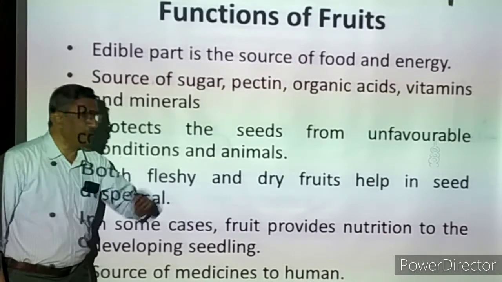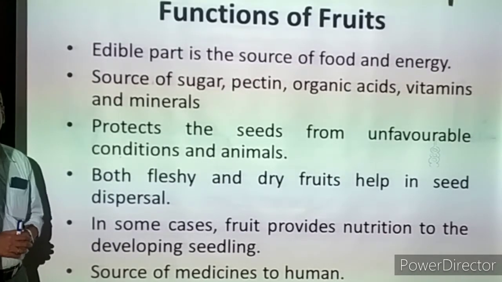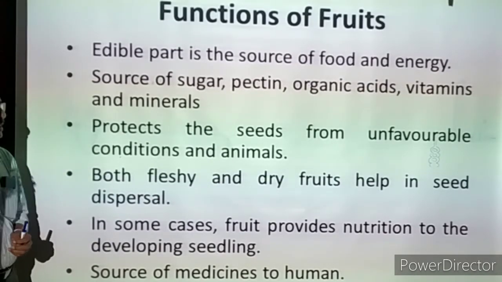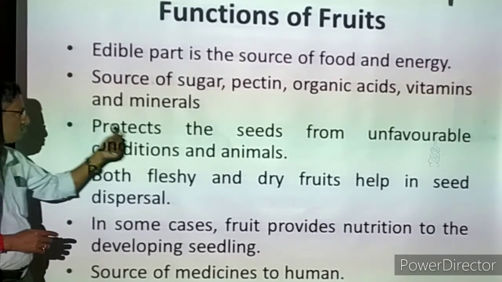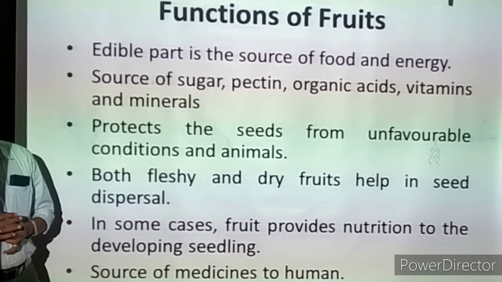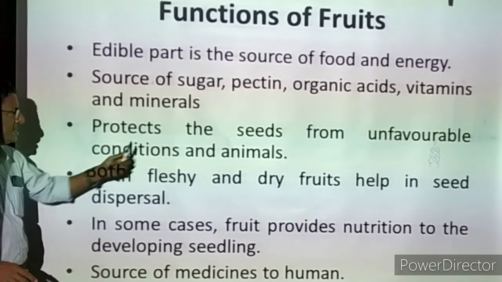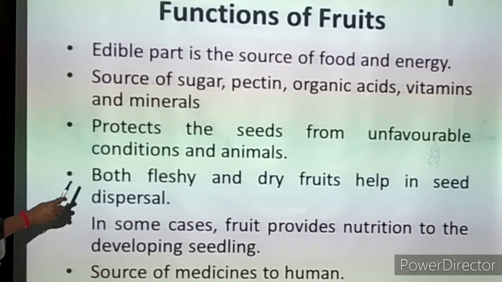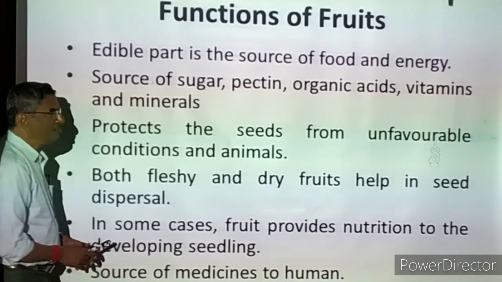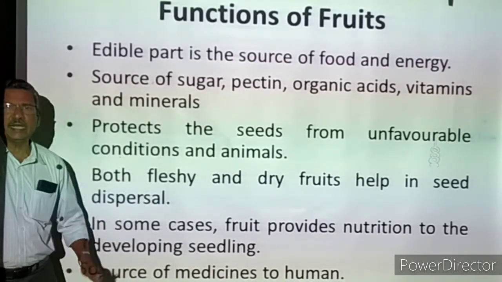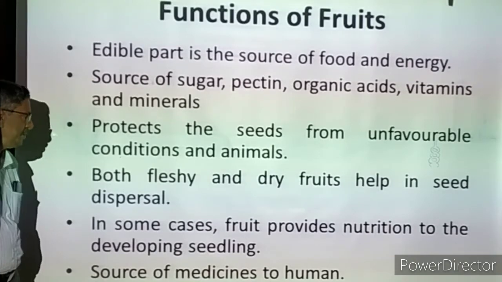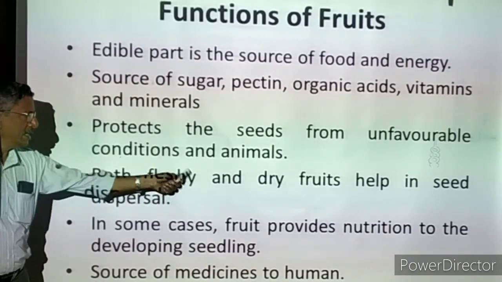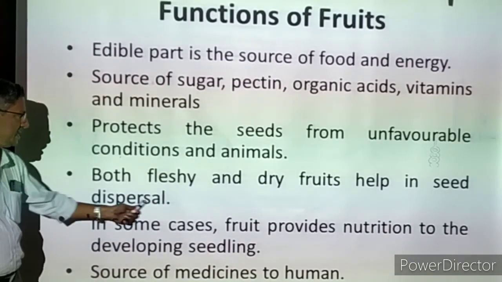And also from animals. Sometimes what will happen? The animals will try to spoil the seeds. But the protective covering, okay, the fruit wall, is protecting the seeds from the animals. So animals cannot damage them. Then both fleshy and dry fruits help in seed dispersal. Now we have to see how the fleshy fruits and the dry fruits help in seed dispersal.